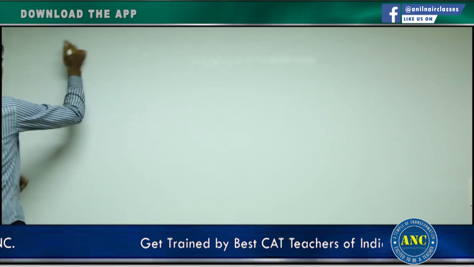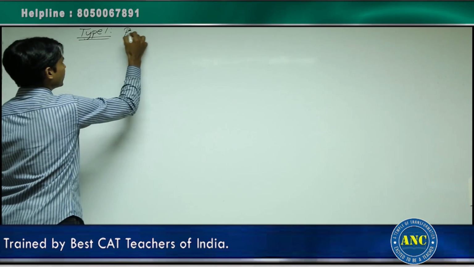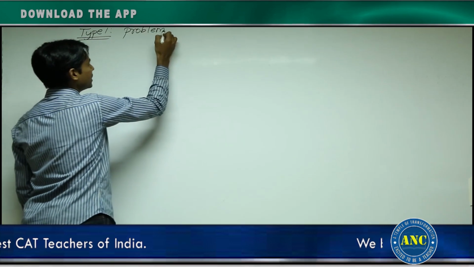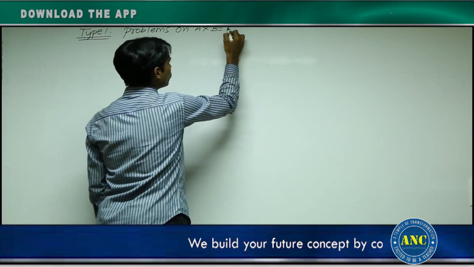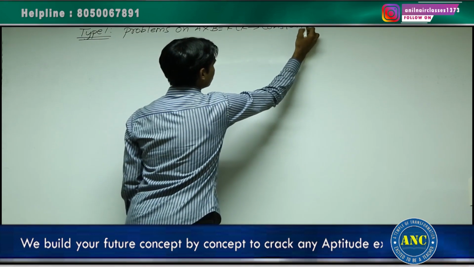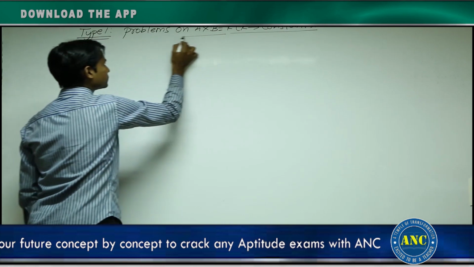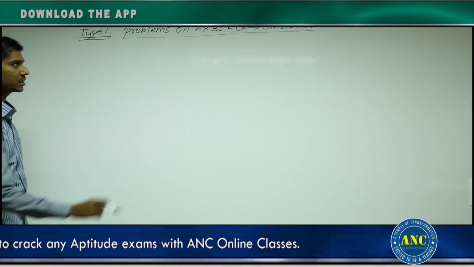A into B equal to K. Problems based on A into B equal to K. In bracket, K is constant. K is constant. Please look here.